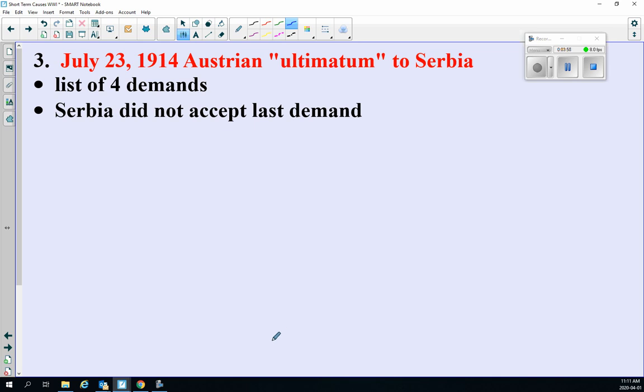Of the 4 demands, Serbia did not accept the last one, which basically meant they would allow Austria to come to Serbian territory and conduct an investigation as to who was behind Princip and the Black Hand. It would have violated Serbian sovereignty. Serbia said no to the Austrian ultimatum.